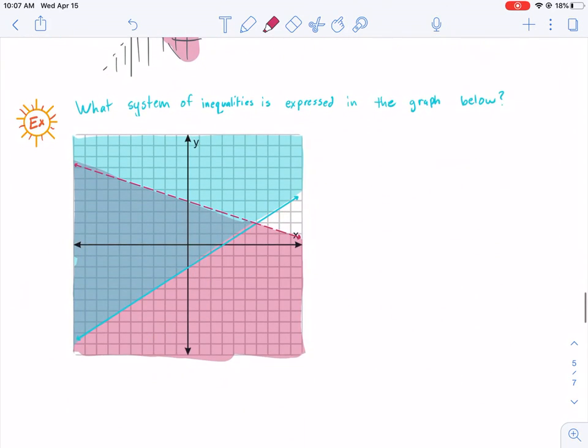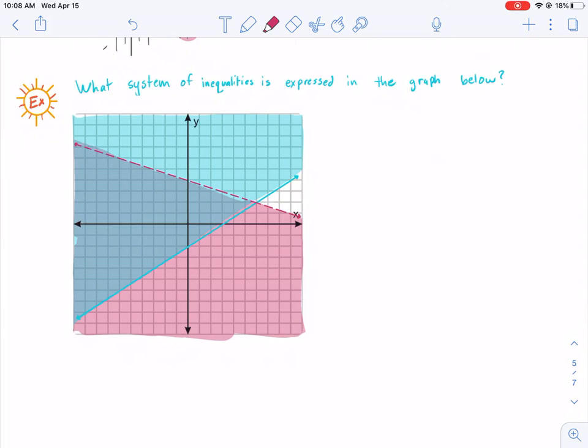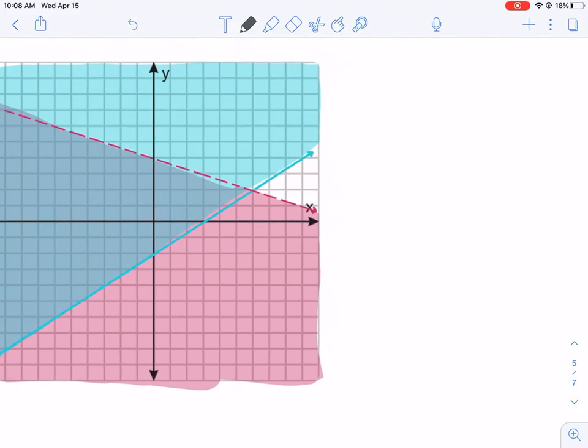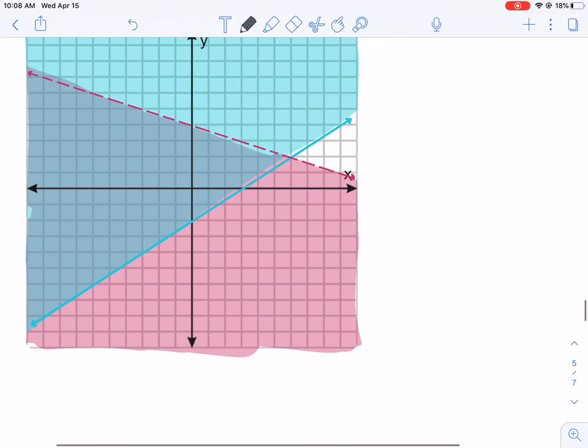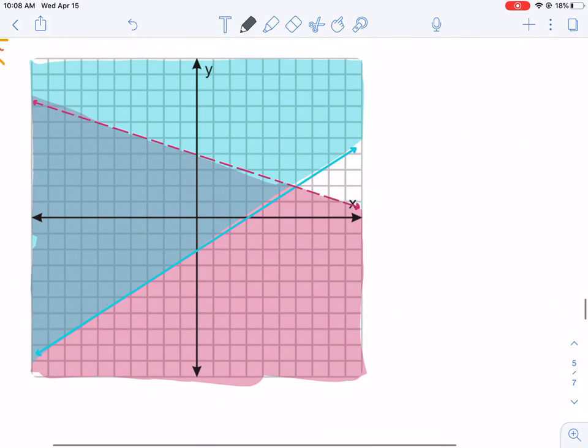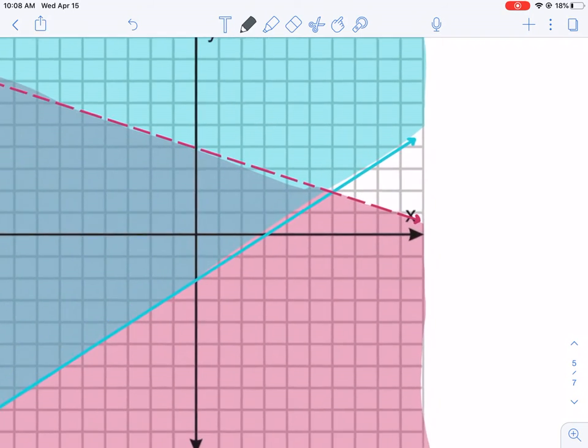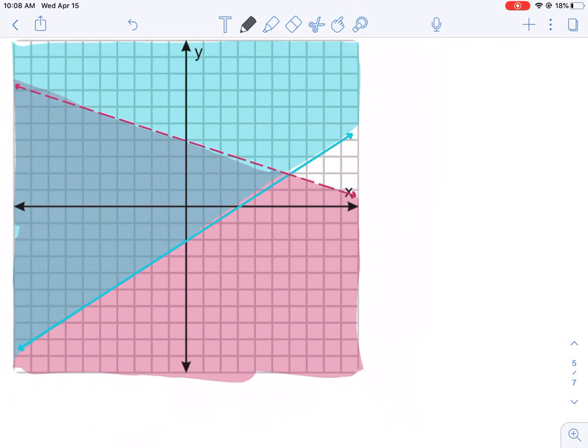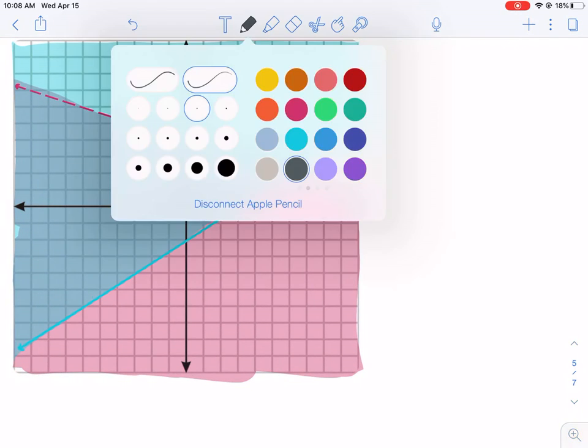So let's go ahead and look at the next example. What system of inequalities is expressed in the graph below? So we have a system here, and we see that we have a solution. Okay, so we have a pink region, we have a blue region, and they intersect. Notice that one line is dotted, one is solid. So let's just pick one to start with, and then we'll go from there.